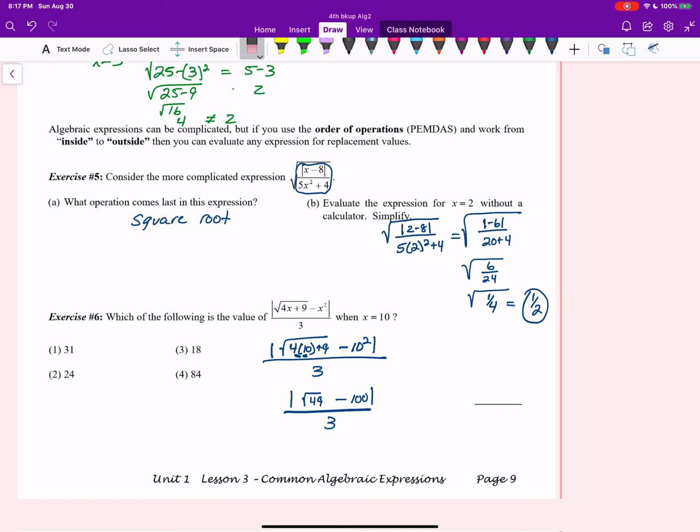The square root of 49 is 7. Seven minus 100 is negative 93, but we're still in absolute value. And the absolute value of negative 93 is 93, divided by 3 is 31, which is option 1.